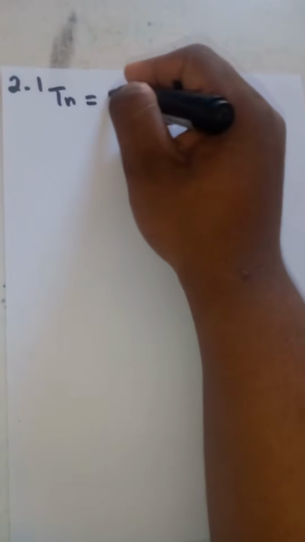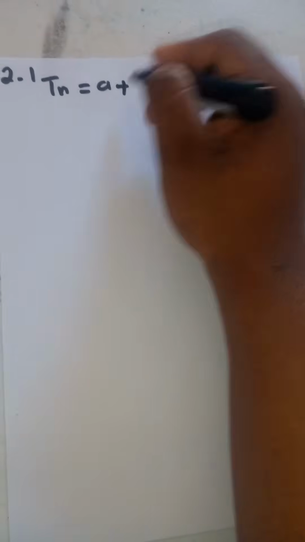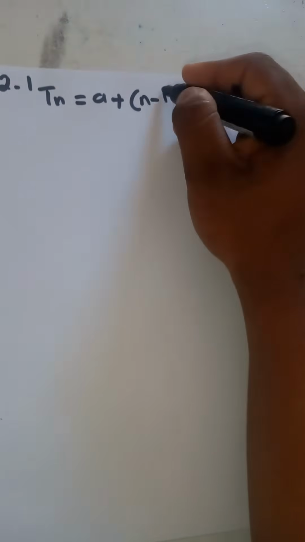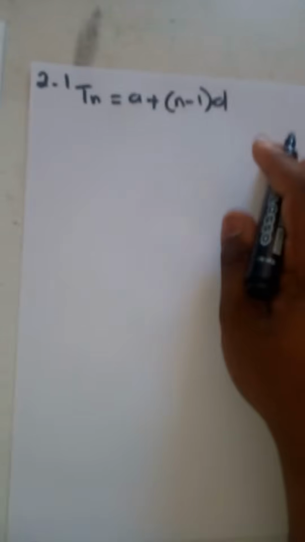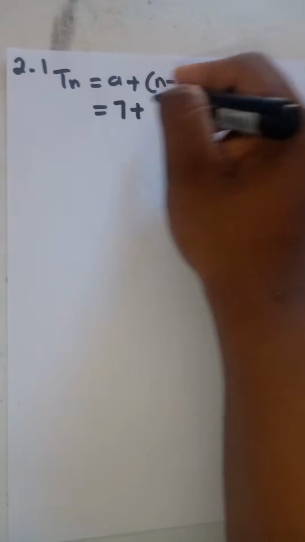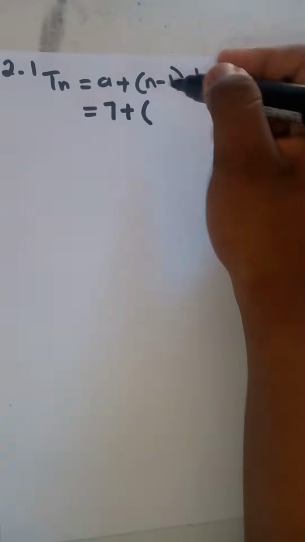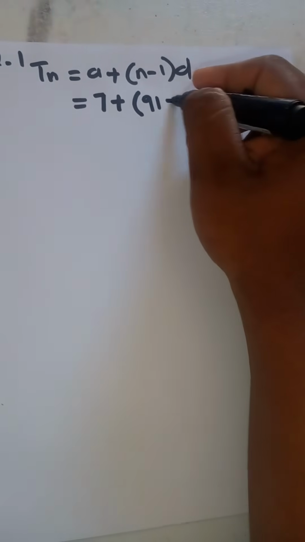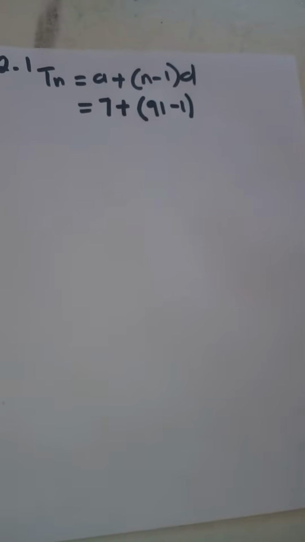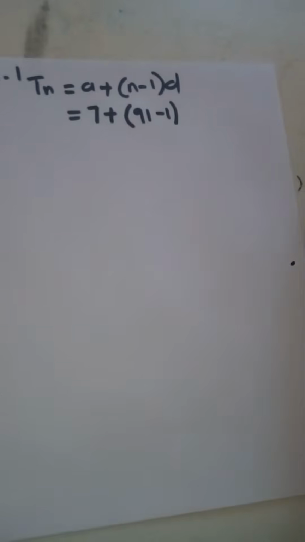They want T91. The first thing that you can do is write out your formula, which is Tn is equal to a plus n minus 1 times d. And what is the first term? It is 7, plus, where there is n, you're going to put 91 minus 1. And then what is the common difference? We didn't even check the common difference, so let's check it now.